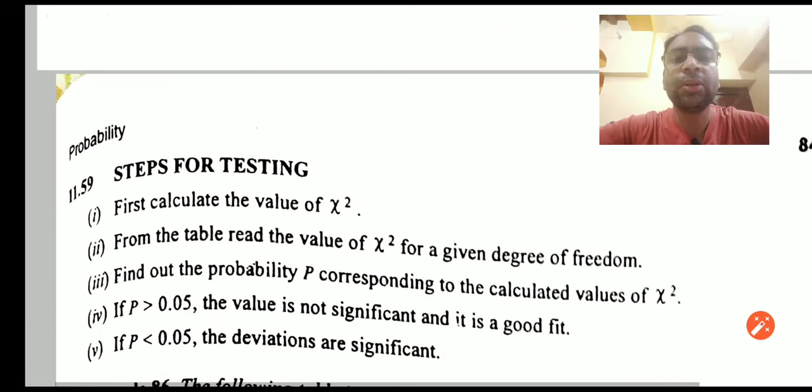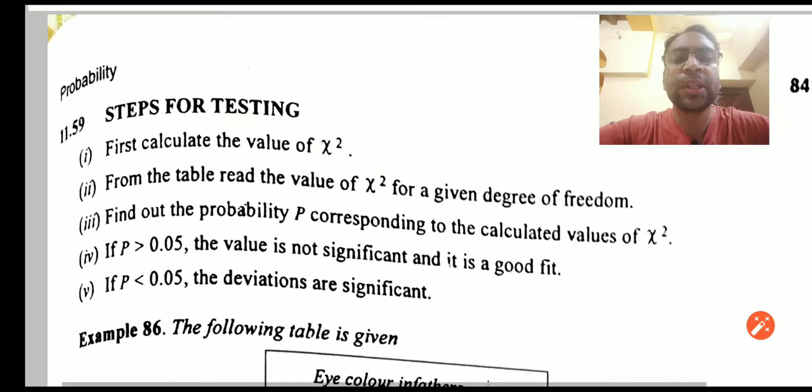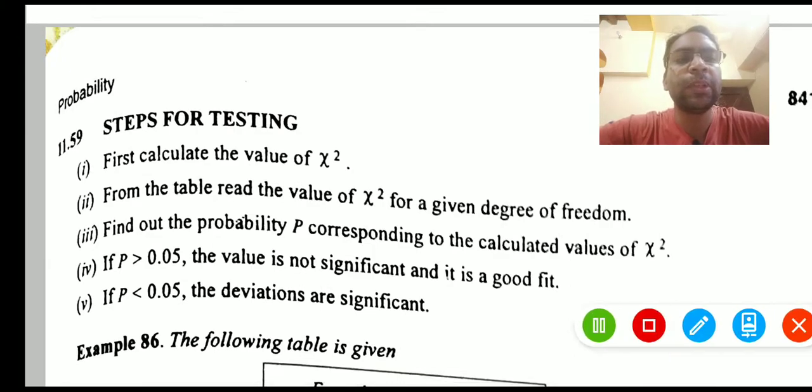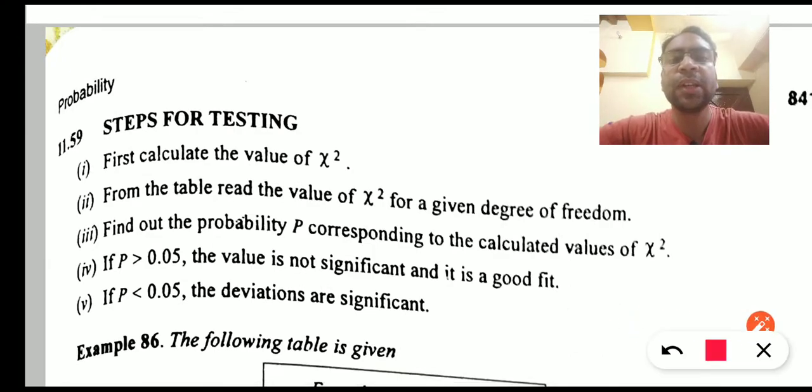Now let's talk about the steps of hypothesis testing, how we can perform it. In the first step, we calculate the value of chi-square. We had already seen the formula of chi-square. Then from the table, we read the value of chi-square for the given degree of freedom, as we will need the standard value of that chi-square. And then we find the probability corresponding to the calculated value of chi-square.